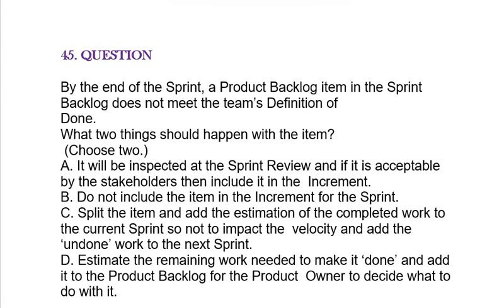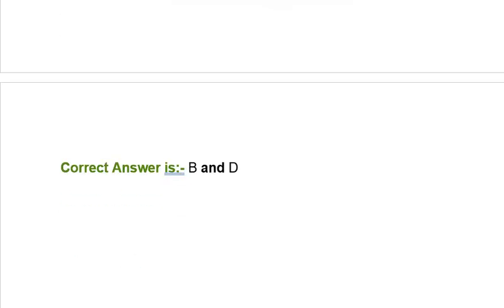Option C, split the item and add the estimation of the completed work to the current sprint so not to impact the velocity and add the undone work to the next sprint. Option D, estimate the remaining work needed to make it done and add it to the product backlog for the product owner to decide what to do with it. Correct answer is option B and option D.